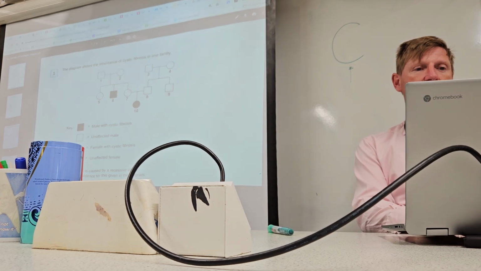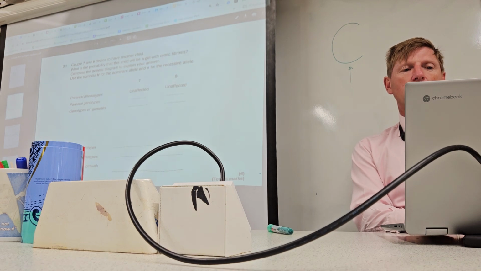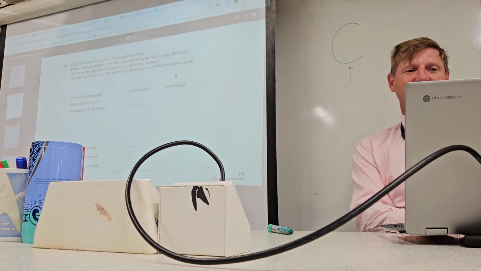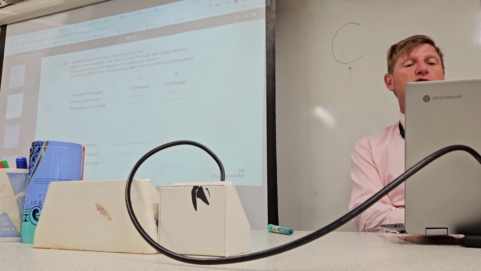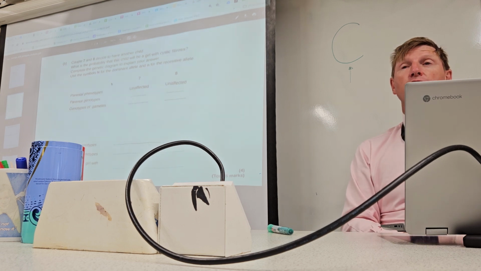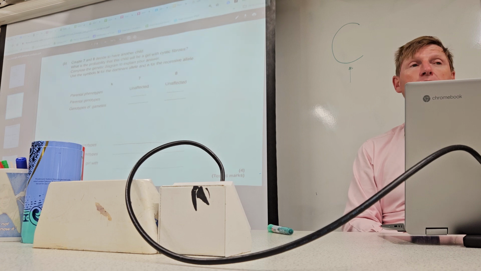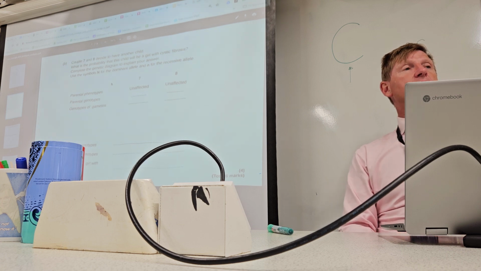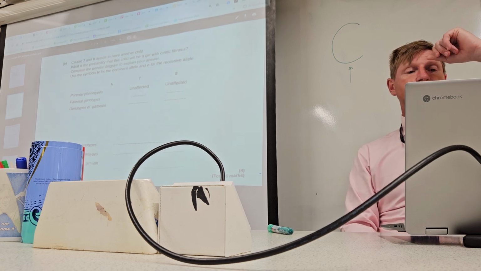The question is, 7 and 8 decide to have another child. What is the probability that this child will be a girl with cystic fibrosis? Complete the genetic diagram to explain your answer. Use the symbols N and n, so they're not using C. Can everyone please get out a piece of paper? Freddie, can you get a bit of paper from over there?